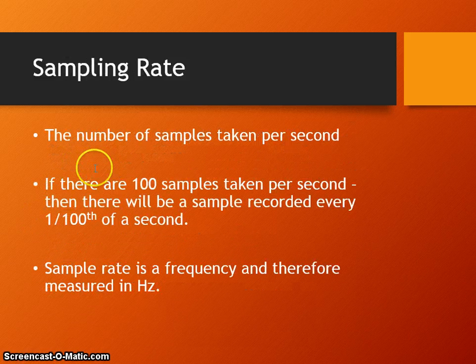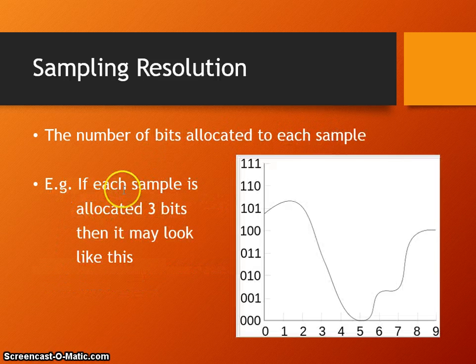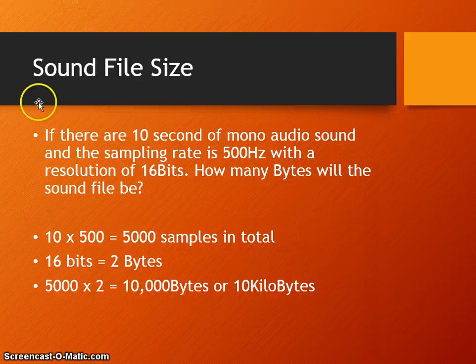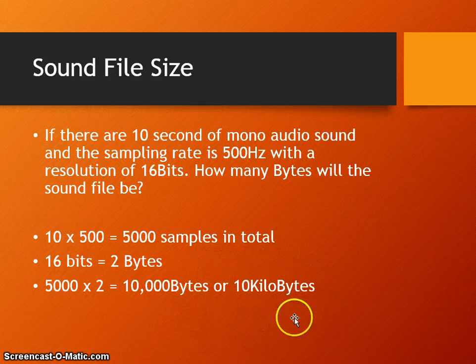So just to go back, remember sampling rate is a frequency, it's measured in hertz. The number of samples taken per second. Sampling resolution, the number of bits allocated to each sample, and through knowing both we can work out the estimated file size. If this was stereo sound it would use 2 channels, one for the left ear, one for the right ear, so you would multiply the final amount by 2.